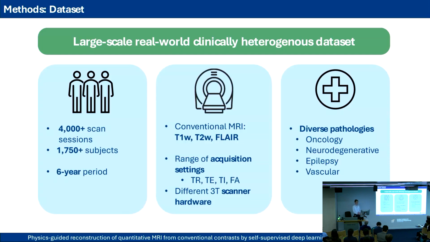And each scan session contains a T1-weighted, T2-weighted, and FLAIR scan. And also these scans over the years have been taken with a range of different acquisition settings for the repetition time, echo time, etc. And also these scans have been taken on different Philips 3 Tesla scanner hardware. So there's also some variability in that. And these are real clinical data, so we also have diverse pathologies in our data set. So we have, for example, oncology patients, but also neurodegenerative, epilepsy, vascular, etc.